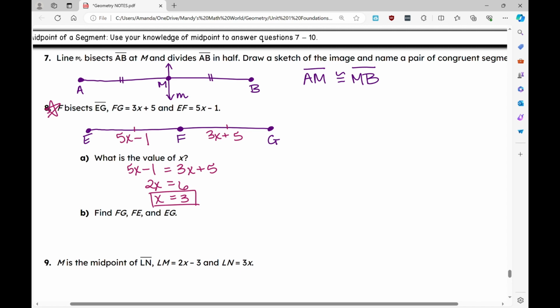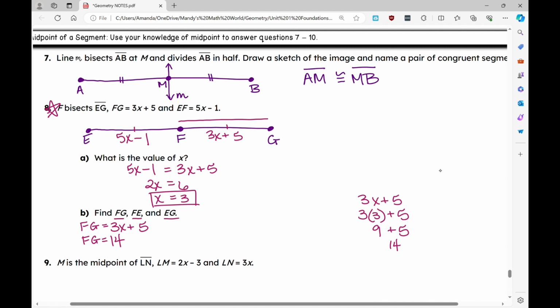B says find the length of FG, FE, and EG. Okay, well, FG equals 3x plus 5. And if x equals 3, then what is FG? So look, over here, 3x plus 5. I'm going to plug in 3 for x. 3 times 3 is 9, plus 5 is 14. That means the length of FG is 14. The length of FG is 14.